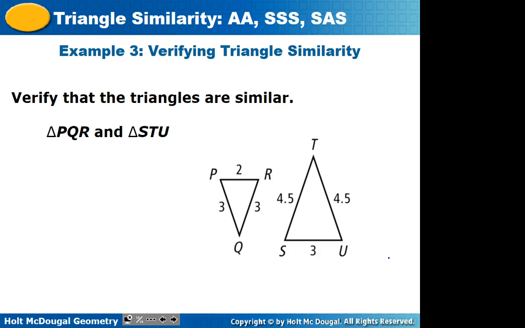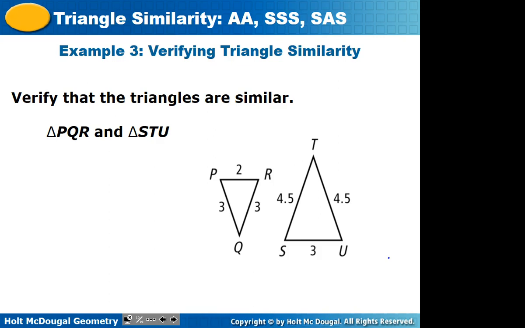All right, so let's look at this one. The first thing it says is, verify that the triangles are similar. If I look at these two triangles, one of the things that I see immediately is that they're both isosceles triangles.